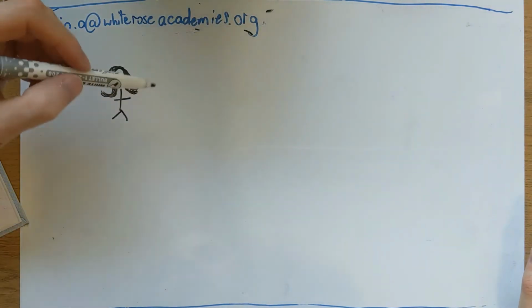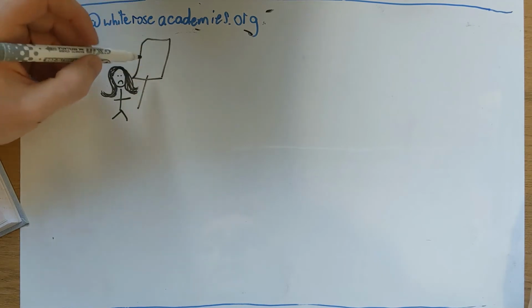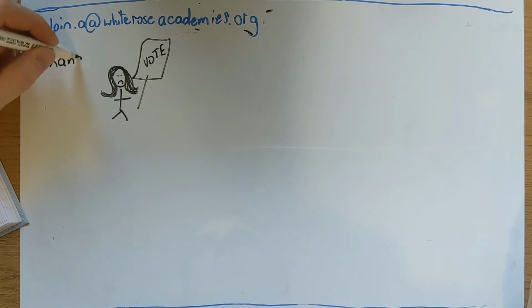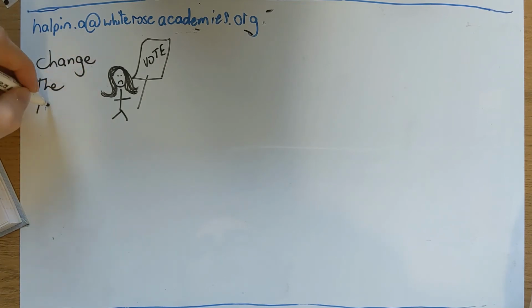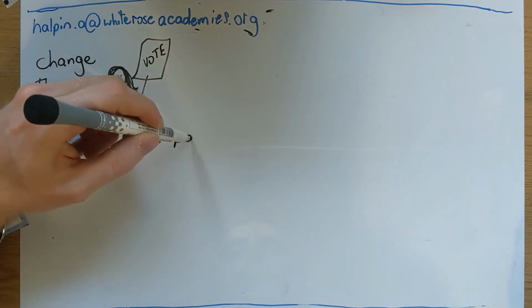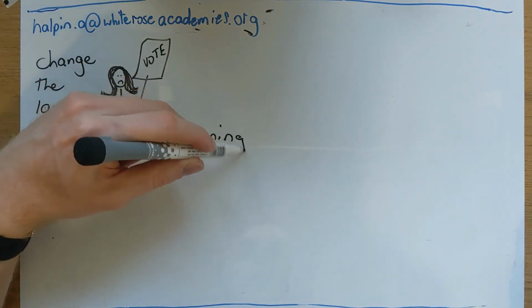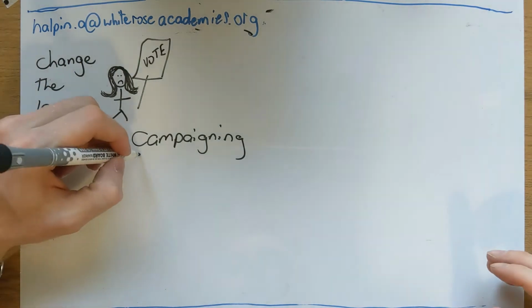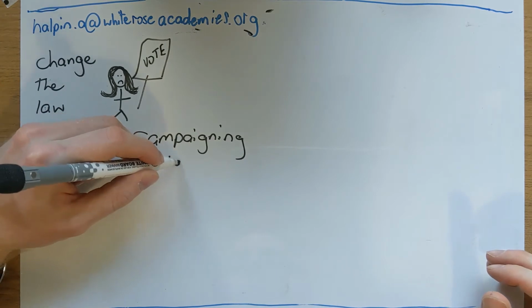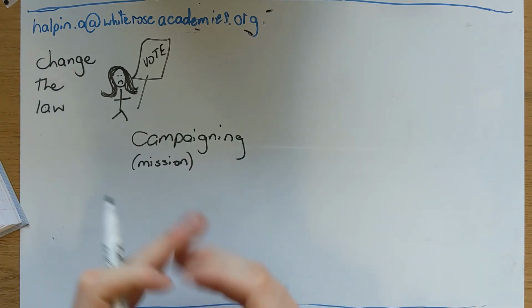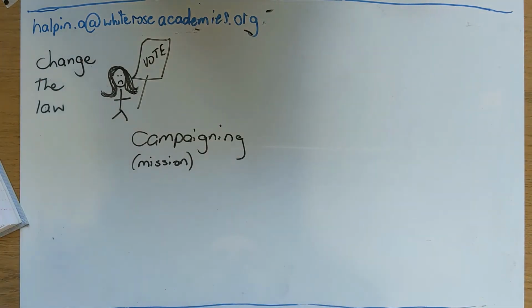They didn't like it. So what they decided to do is they were going to change the law, and they were going to do this by campaigning. Now what this means is they're trying to change something. They're going on a mission. It's like a mission. If you play Xbox games or something, quite often the main mission in the game is called the campaign. Okay, so it's a large mission. The mission is to change the law.